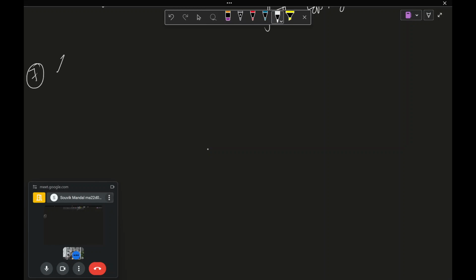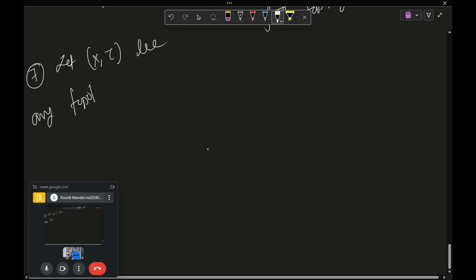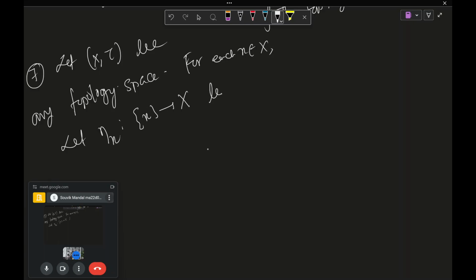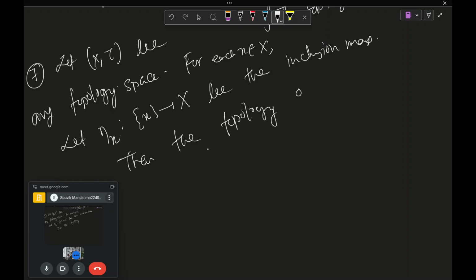Now, question number three. Let (X, tau) be any topological space, and for each x belonging to X, let eta_x be the map from singleton x to X, the inclusion. Then the topology on X induced by the family eta_x is discrete, true or false?